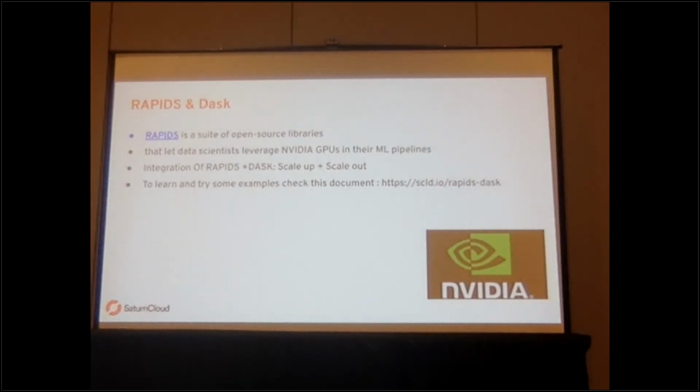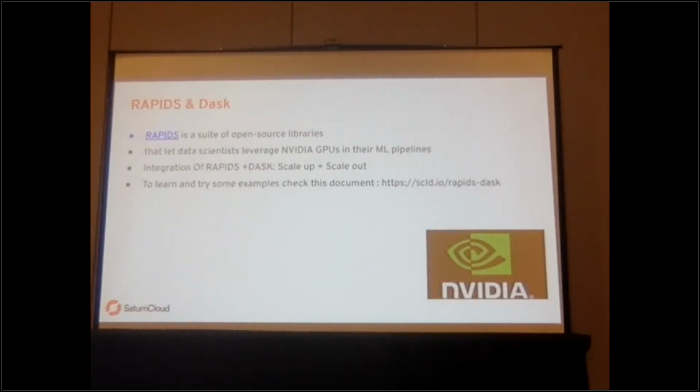Can it be faster? Yes, it can be faster if you integrate Rapids and Dask. Rapids is a suite of open source libraries utilized by data scientists for GPUs in their machine learning pipelines. So whenever you are doing your computation with Rapids, the computations are done on GPU. Let's take an example here. Let's say you are using Pandas. Then the computations are done on CPU. Rapids has libraries whose API literally mirrors the API of single node libraries.